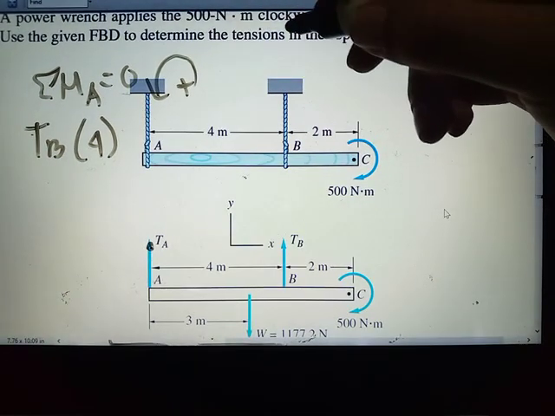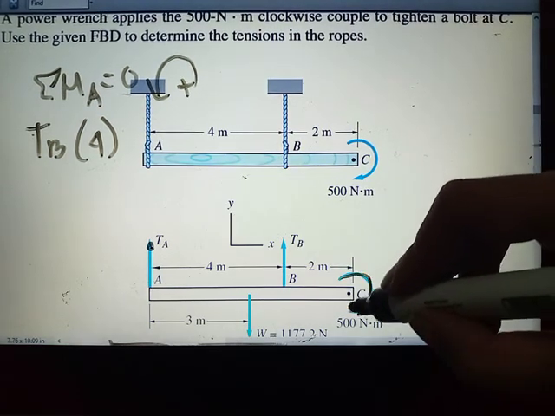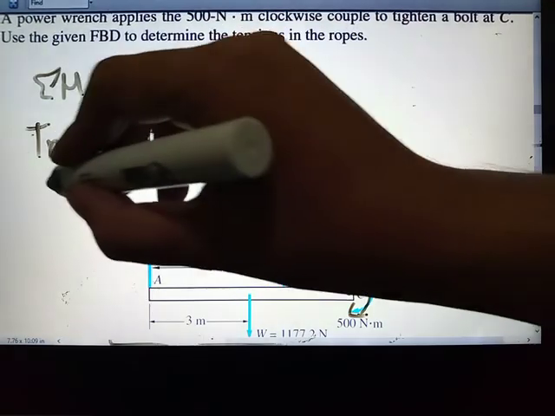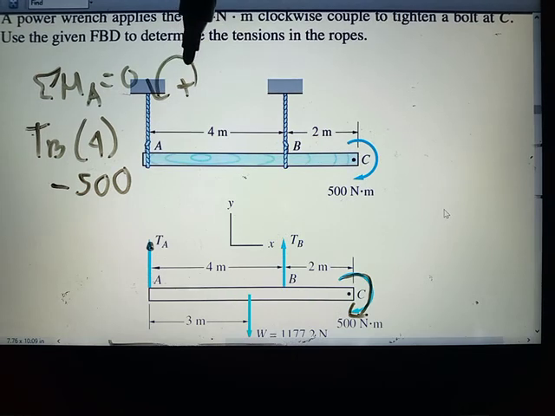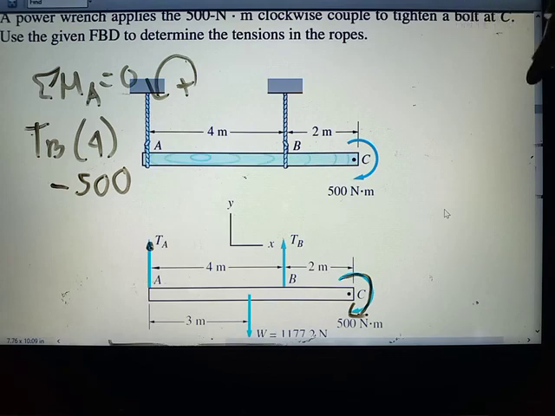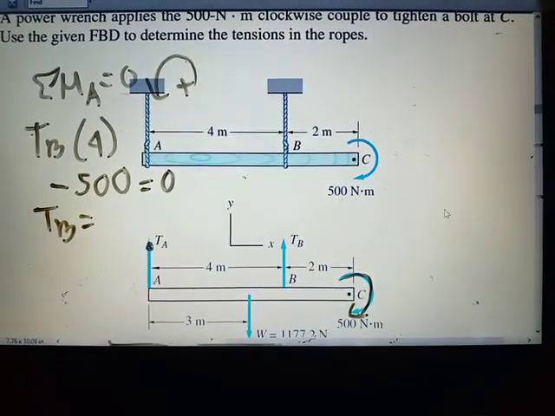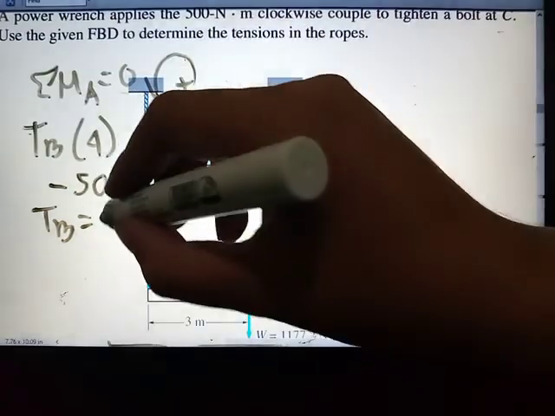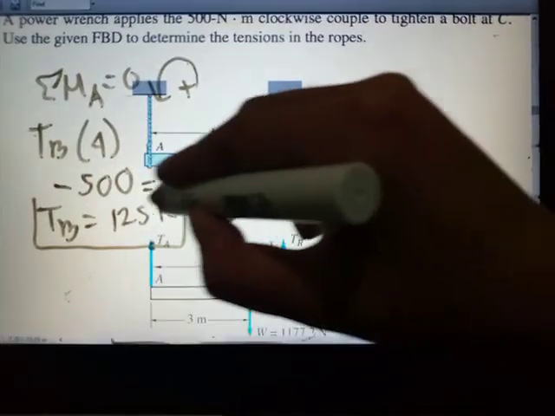And then what else? Since the couple is clockwise, it is minus 500. Because we assumed counterclockwise is positive, the moment at point C is clockwise, so it is negative. So we have TB = 500 divided by 4, which is 125 Newton. So that is our answer for TB.